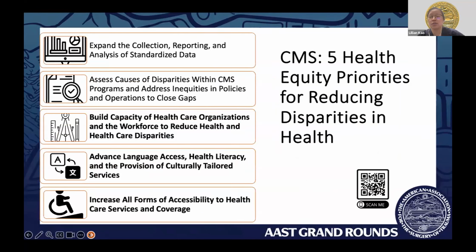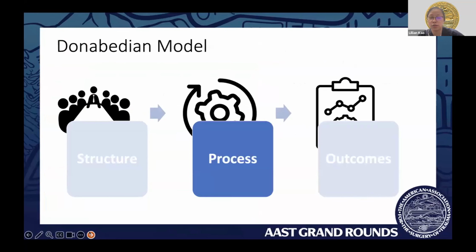And again, these speak to some of the structure that you have to have around the capacity of your healthcare organization and workforce to reduce health and healthcare disparities, and what you have in order to advance language access, health literacy, and provision of culturally tailored services, as well as in order to increase accessibility to healthcare and services.